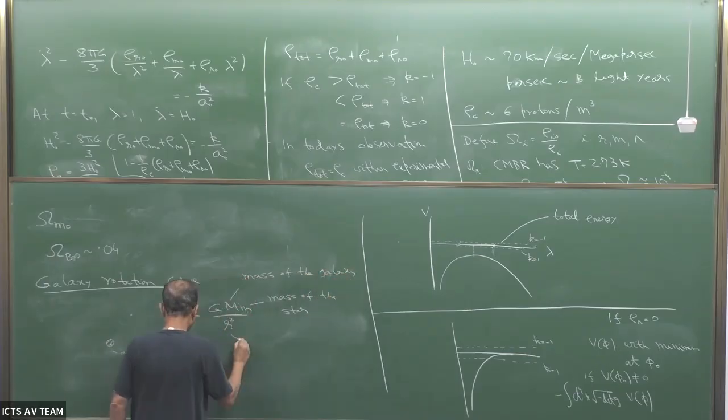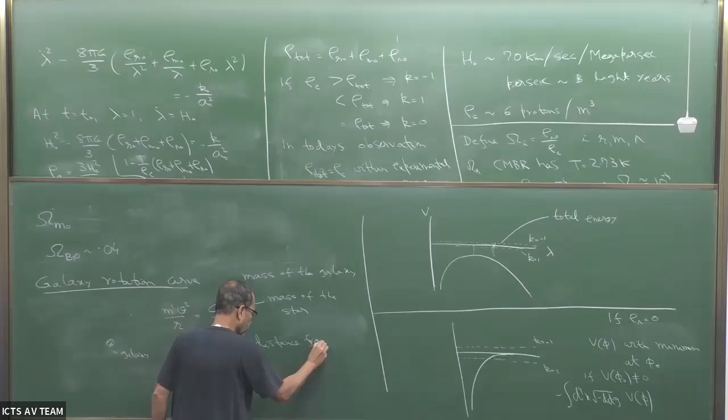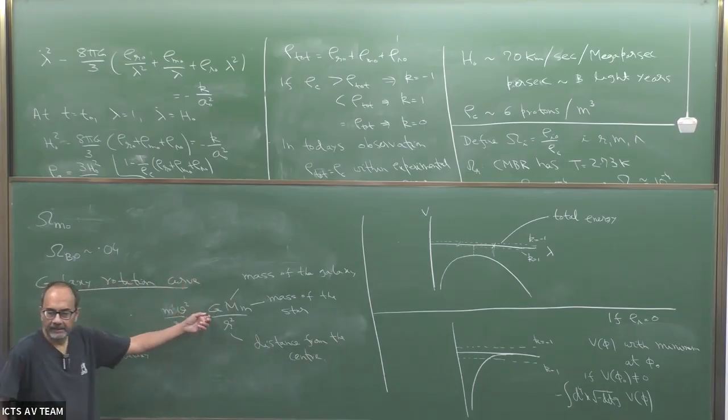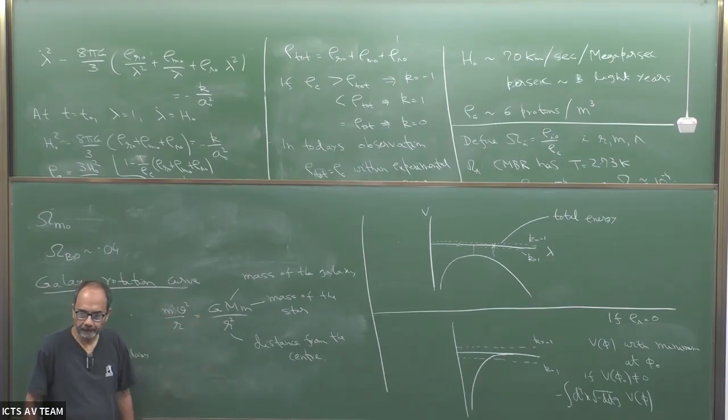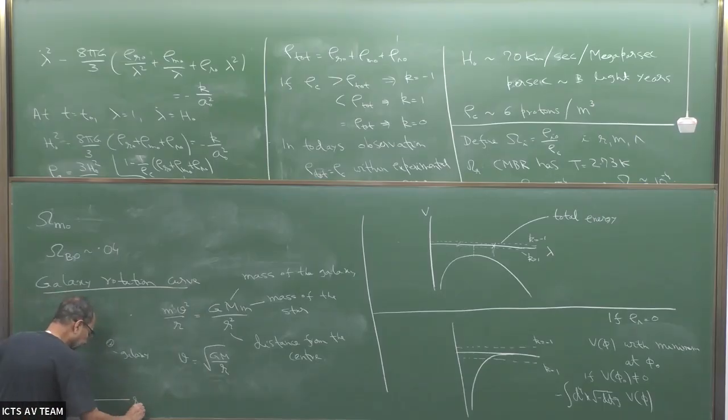And r is the distance from the center. They are just balancing the centrifugal force with the attractive force due to gravity. So this will tell us that V goes as square root of GM over R. Right? So if you plot V versus R, you look at various stars near the edge of the galaxy.